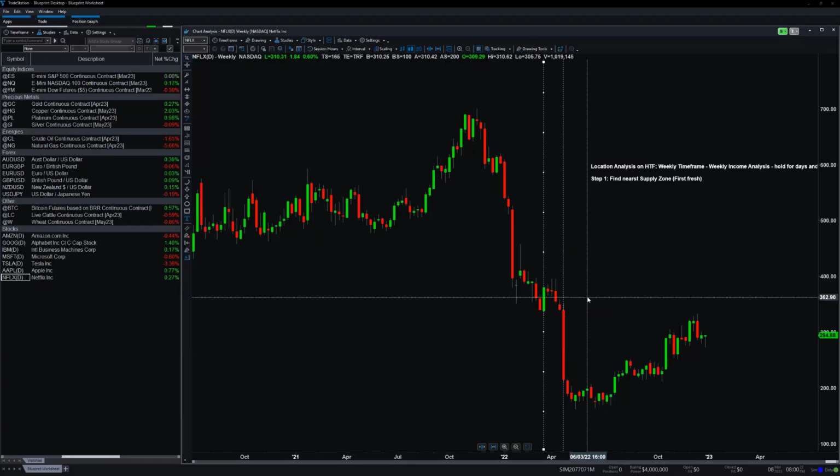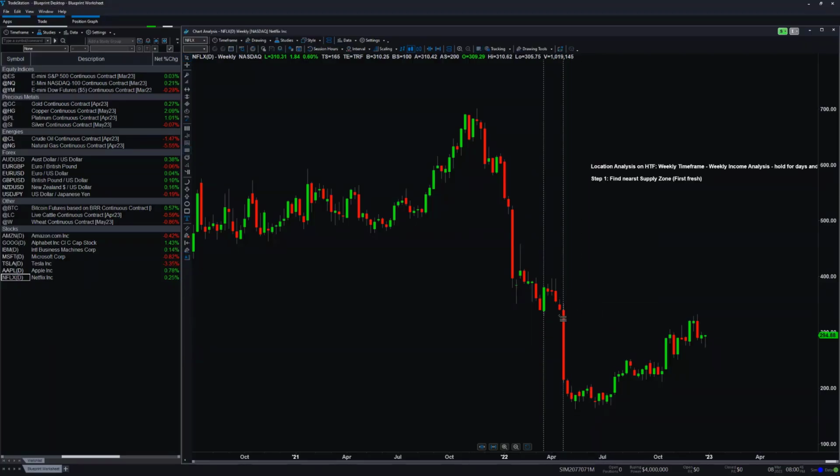So let's just assume that this is going to be my supply. So what we're going to do is now draw our lines, proximal and distal, around the base that we just isolated by putting vertical lines around our leg in and leg out. So starting with the proximal.